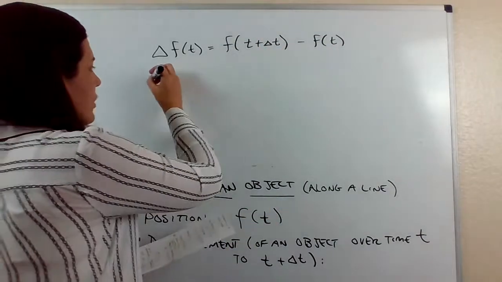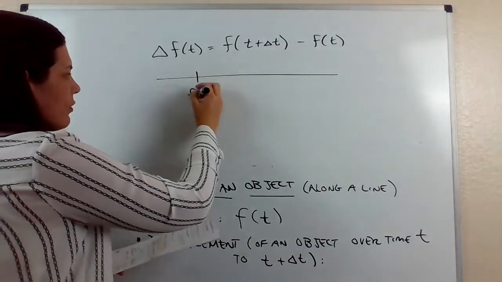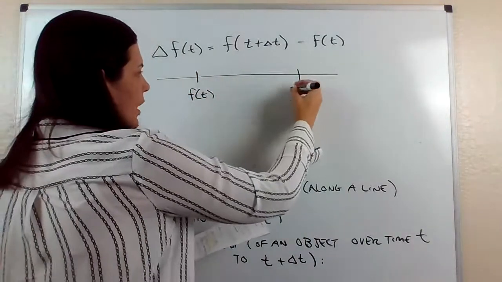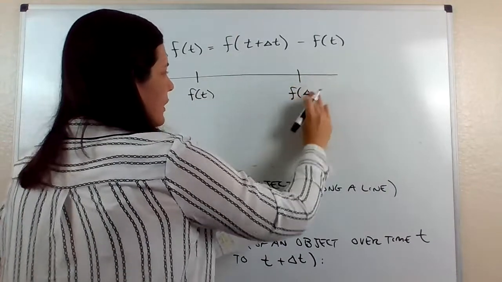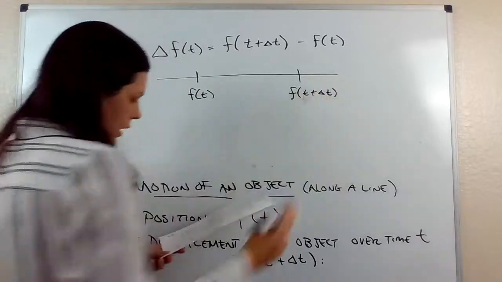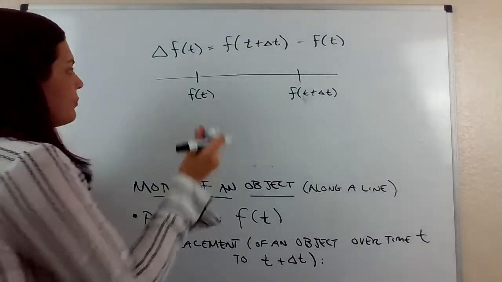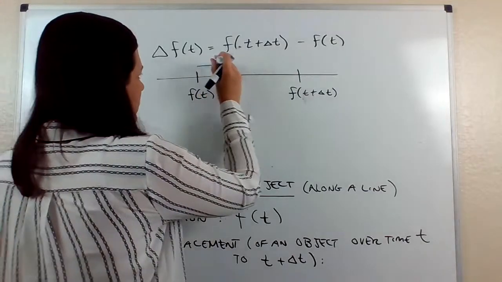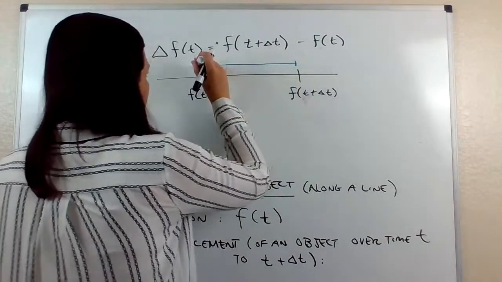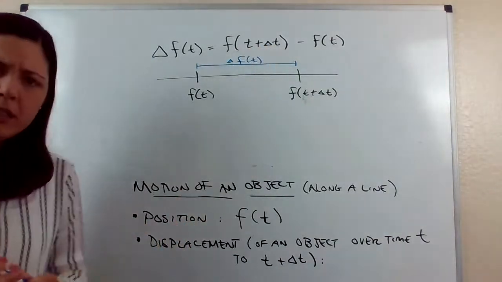And so the image, just a straight line path. This is my starting point, f of t. And then this is where I stopped, f of t plus delta t. And then the displacement is in between here. Let me change the color for us. So this is our displacement right in here, delta f. Okay, so that's just this idea.